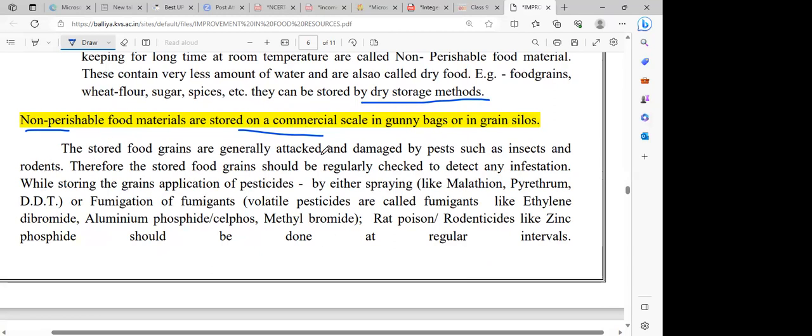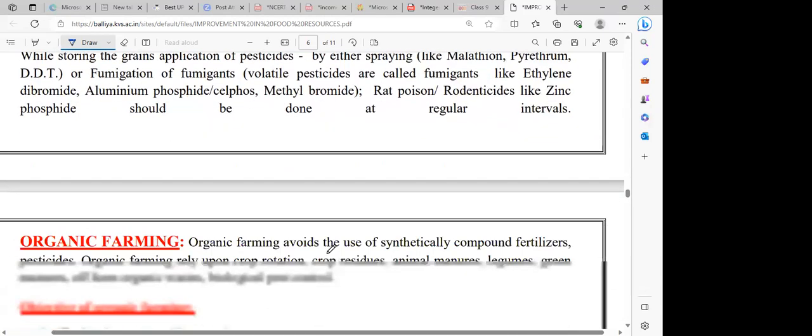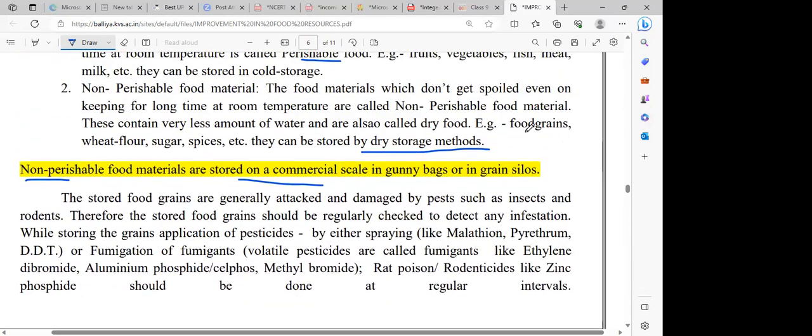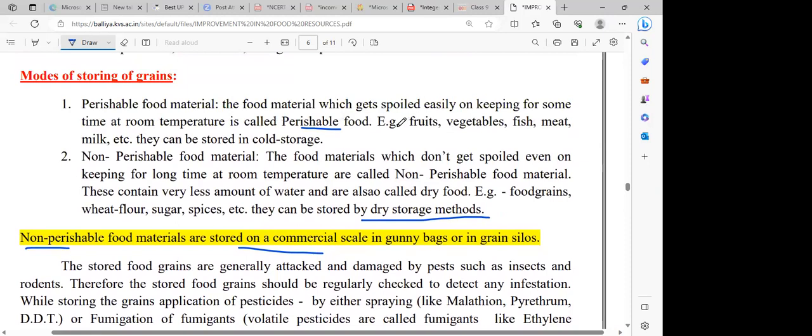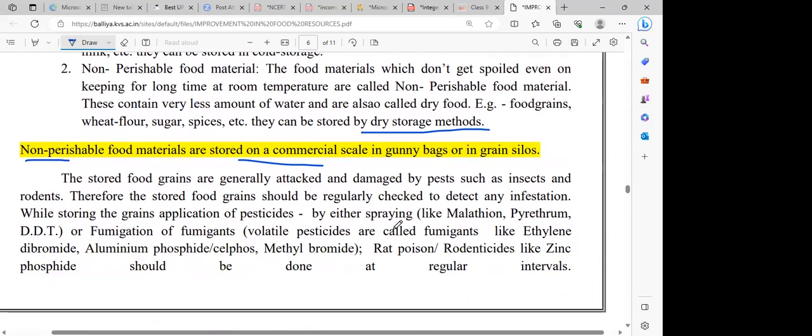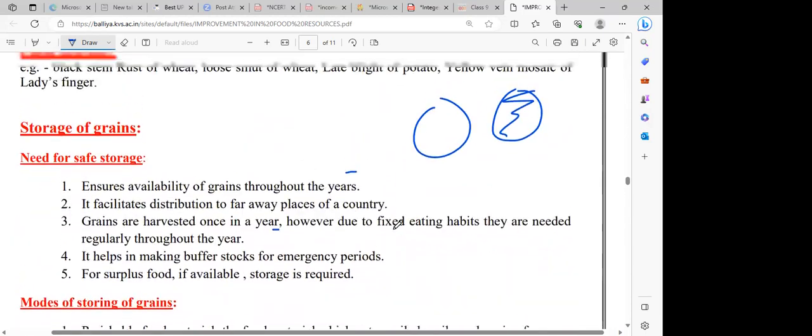The stored food grains are generally attacked and damaged by pests such as insects and rodents, right? Therefore, the stored food grains should be regularly checked to detect infestations. While storing the grain, apply pesticides by spraying, like Methomyl, Pyrifen, DDT or any other, and you should spray over there, right? And rat poison, like zinc phosphide, should be used at regular intervals. Clear? Because in cold storage, if any pest is there, it will die by itself. But here you are storing them in gunny bags, sacks and all that. Therefore, you should spray all this and check the condition of the stored food at regular intervals. Okay? Okay, ma'am.